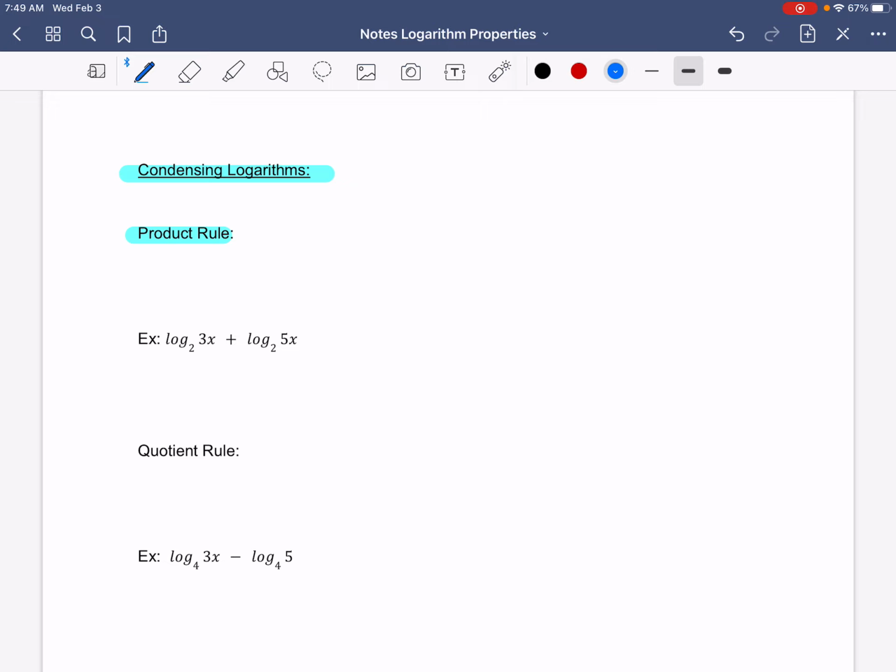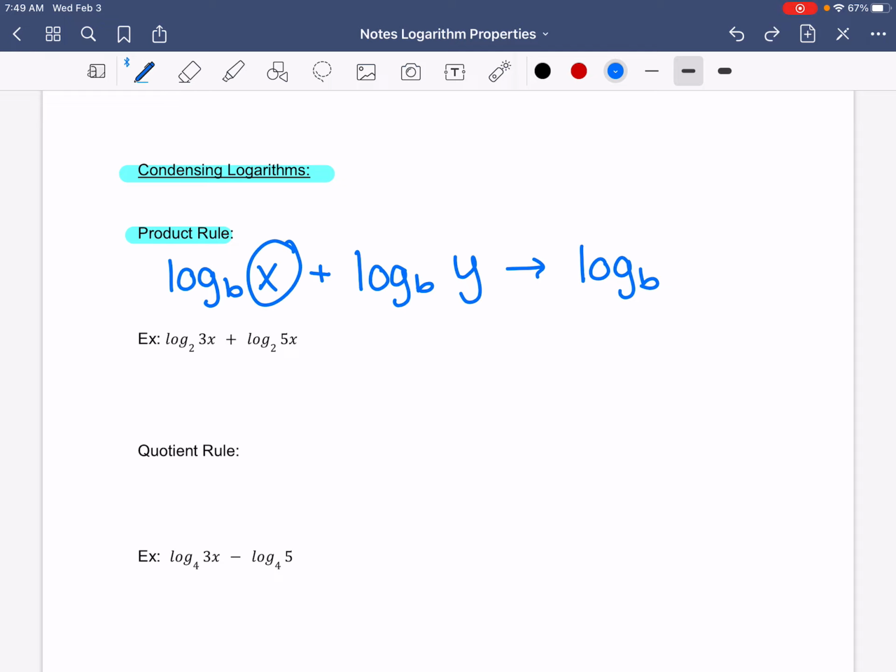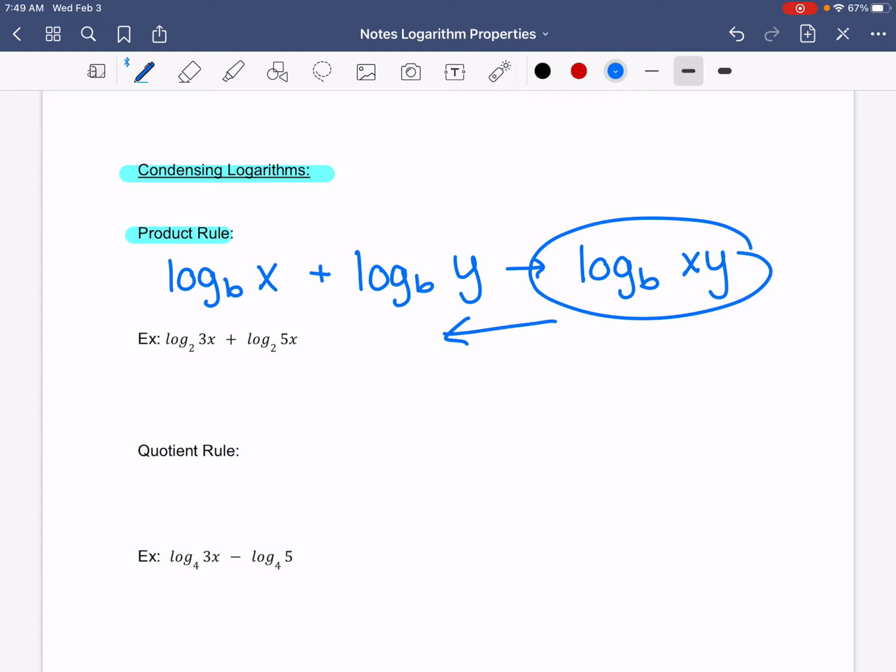All right, so our product rule then, going backwards, if you have the same log bases, so log base b of x plus log base b of y, then when you condense them, you keep the same log base. They have to have the same log base to be able to do this, or else you can't combine them. All you have to do is multiply their 2 pieces. The product rule, you multiply the 2, x and y. So this is the same rule we looked at, and we went this direction. Now we're going the opposite direction to condense.